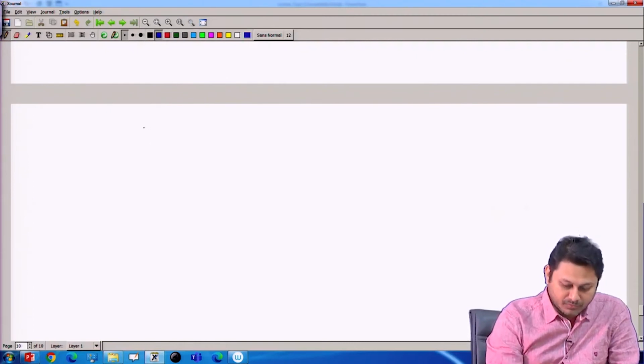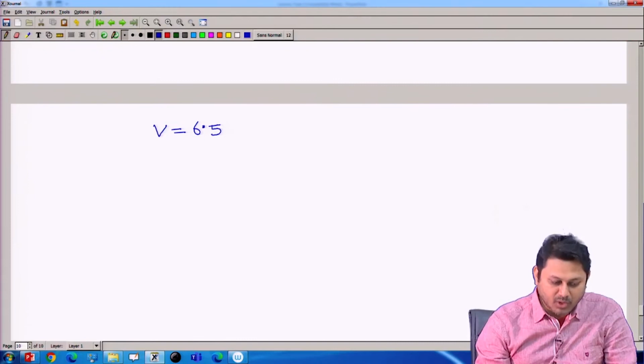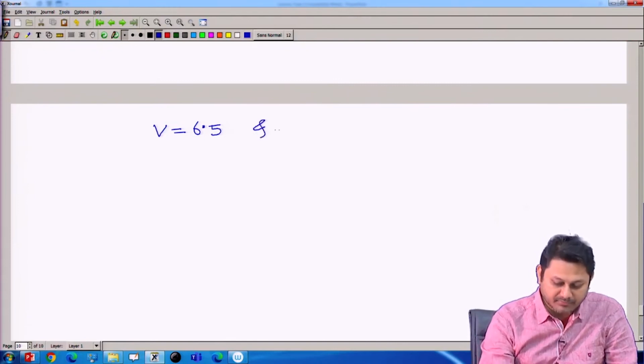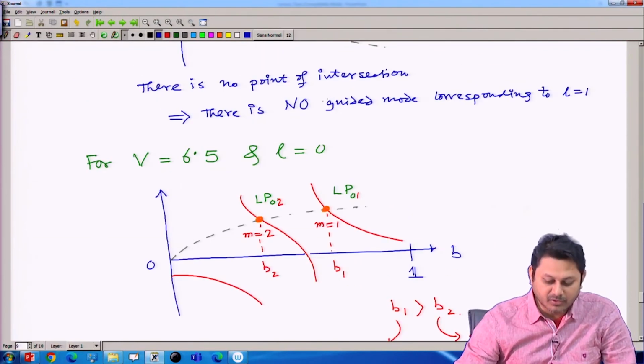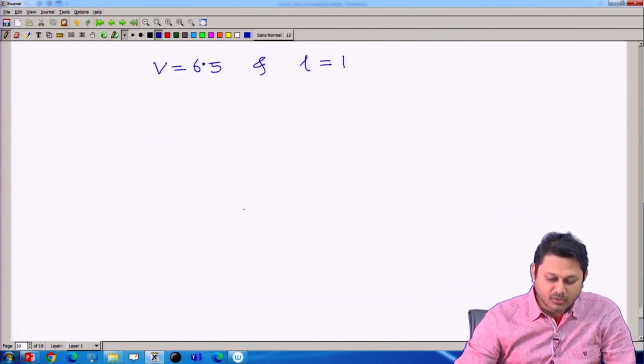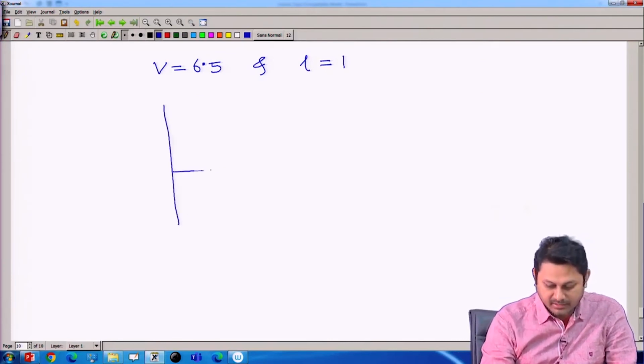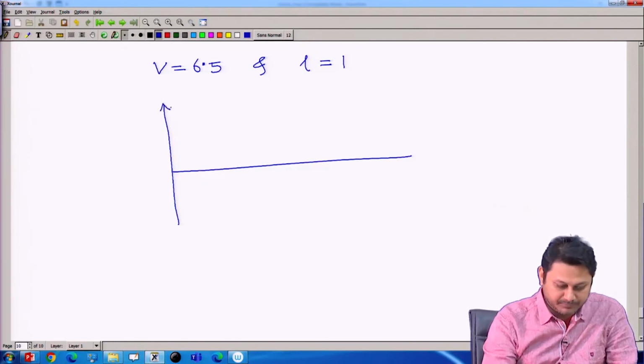If I do so, say V equal to 6.5, you can see the value of V is much greater than 2.40, this cutoff. So we are going to expect more than one mode to be supported by the fiber, and L equal to 1, and eventually I am getting this. When the value of V is higher, I am expecting more and more modes, and already here we find two solutions. And now if I go to higher value of L, then I can excite more higher order modes.